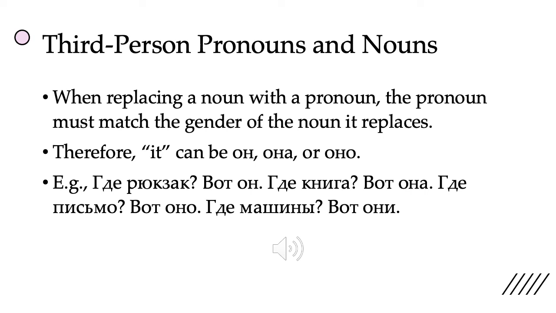This is a little different from what we do in English, but it's pretty straightforward. As long as you know the gender of your noun, you can just replace it with the pronoun very easily. The pronouns are really obvious, so он, he or it ends in a consonant, она ends in а, and оно ends in о. So it's really obvious what gender they are.